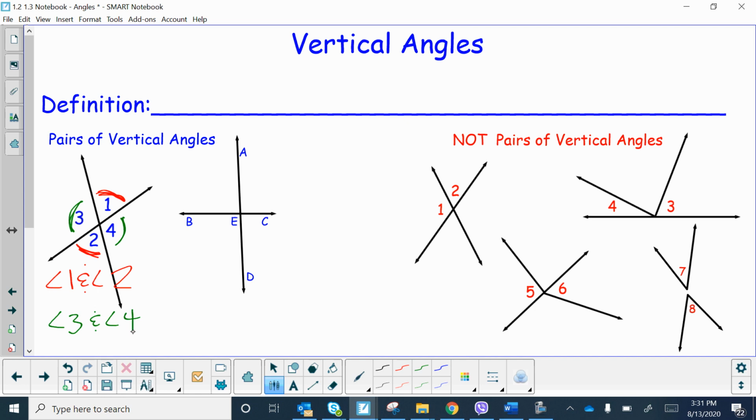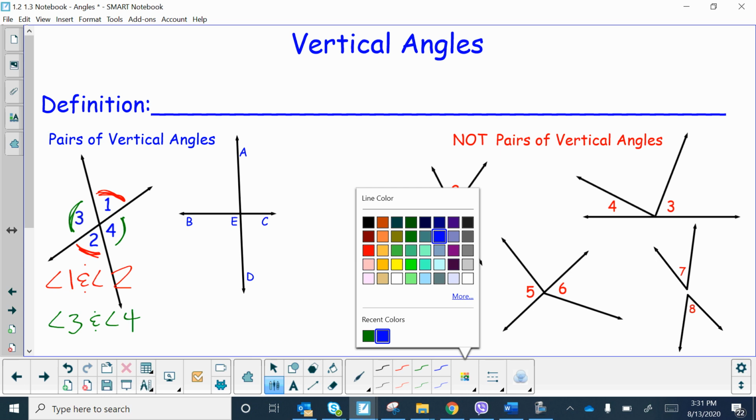That is another pair of vertical angles. So notice the two that I just gave you, they're directly across from each other on opposite sides. So let's look at this one over here on the next picture.